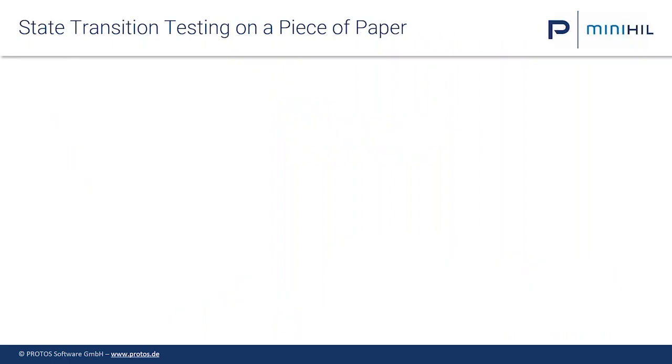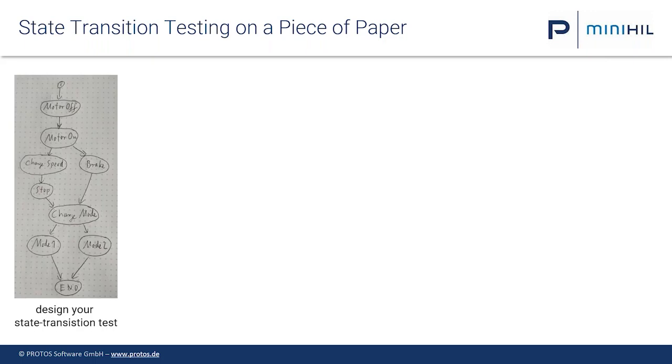So now let's have a look at one example for test case generation, state transition testing. The method is on a piece of paper. You can do this on a piece of paper. Just as an example, you design your state transition test by designing a state transition diagram that describes from an external point of view. So it's a black box behavior you're describing. It's not the state machine you actually implement in your system, but it's the state machine that describes the expected behavior.